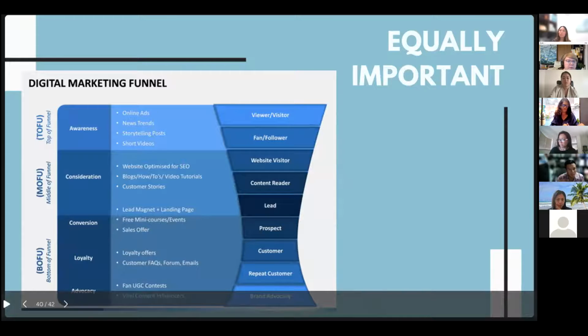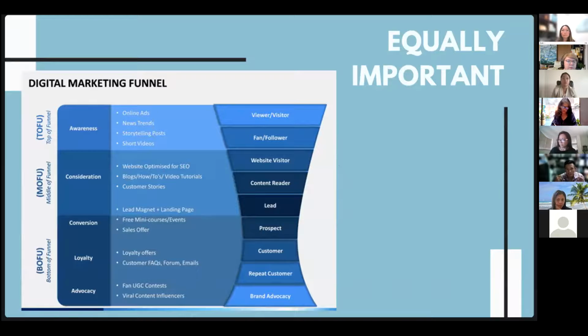So after going through our sales funnel, this is the image that I showed in the beginning, but this is just reiterating everything that you are bringing your customer through. So where they become a viewer and a visitor, a fan or a follower, that'll be in the top of the funnel. So this is, of course, the awareness phase.